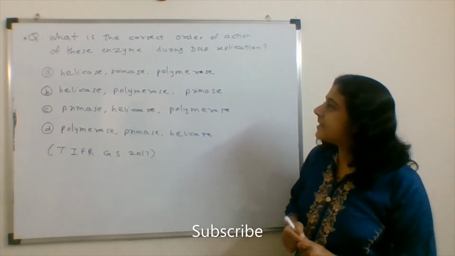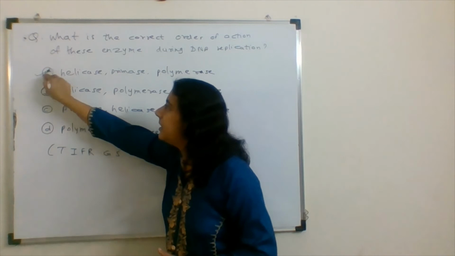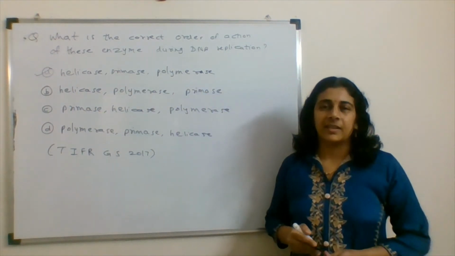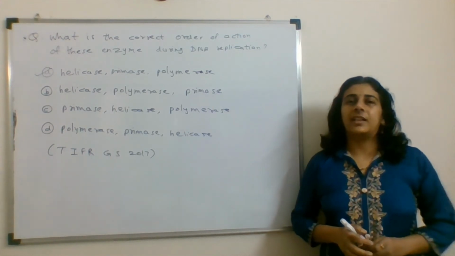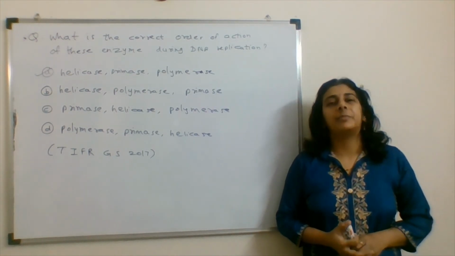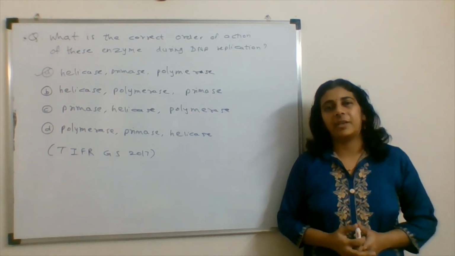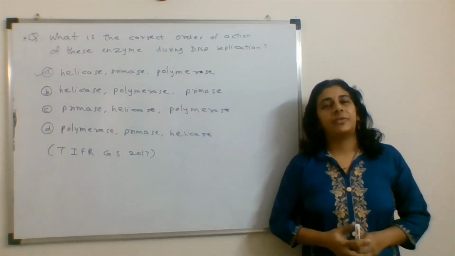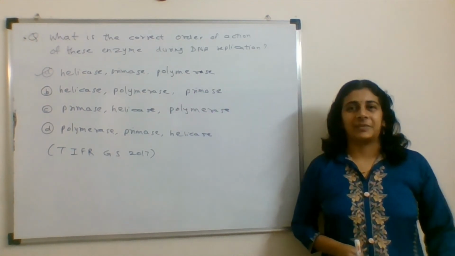So the correct answer for this question is option A. Helicase, primase and polymerase. Helicase is used for the unwinding of the DNA strands. Then primase comes and binds the RNA primer to the DNA. Whereas polymerase is there for DNA replication.